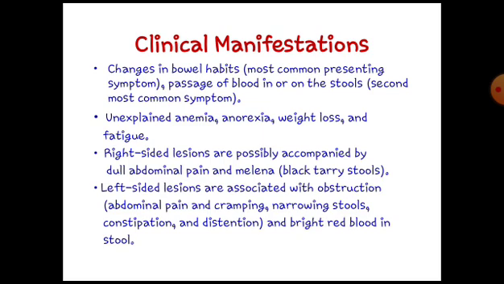Right-sided lesions are possibly accompanied by dull abdominal pain and melena, black tarry stools. Left-sided lesions are associated with obstruction, abdominal pain, and cramping, narrowing stools, constipation and distension, and bright red blood in stool. So right-sided lesions are possibly accompanied by dull abdominal pain.